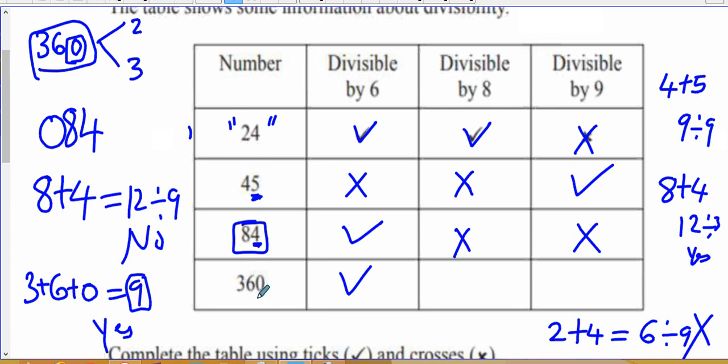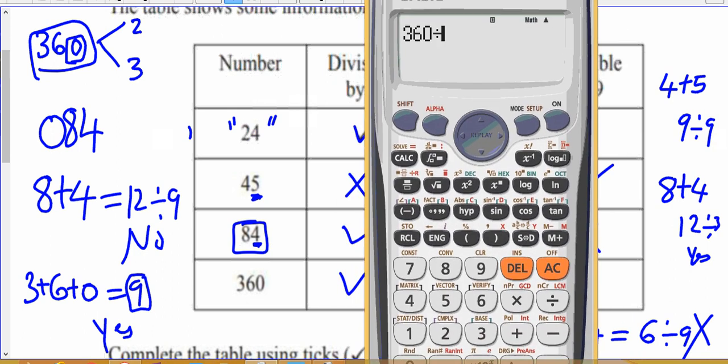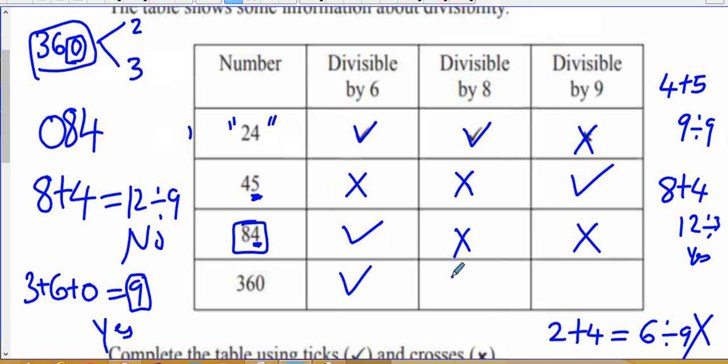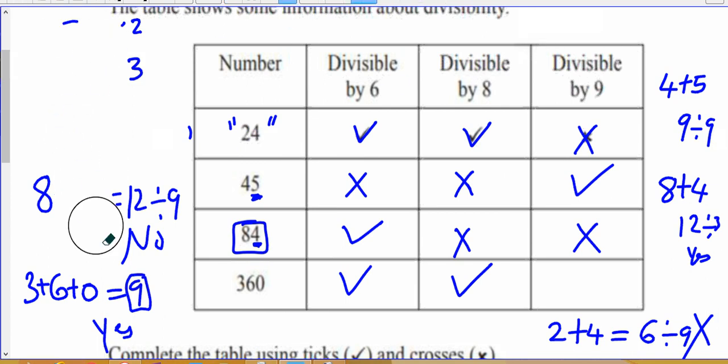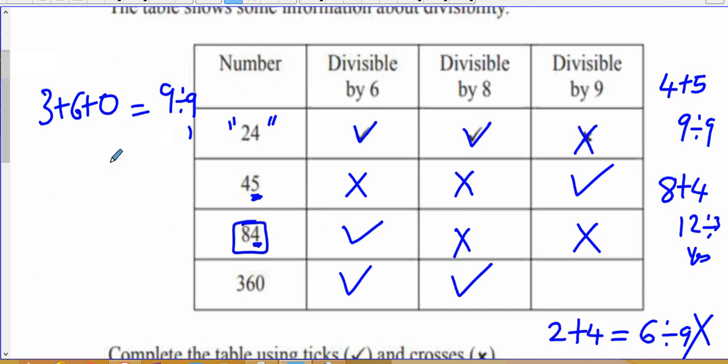Look at the last three digits. Is 360 divided by 8? Divide by 8. What do you get? I'm getting 45. Okay, so that is divisible. How about divisible by 9? If you want to find out whether it is divisible by 9, we just check the divisibility test by 9. So by 9, you write the number 360, add these digits, what do you get? 3 plus 6 is 9, 9 plus 0 is 9. Is 9 divisible by 9? The answer is yes. So here, yes, so automatically, that is how it goes.